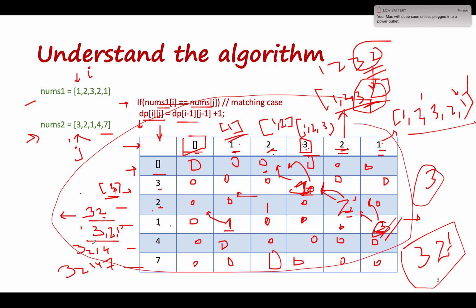The time complexity of this approach would be order of n into m. Similarly, the space complexity. Without much ado, let's look at the coding part. So moving on to the coding section.